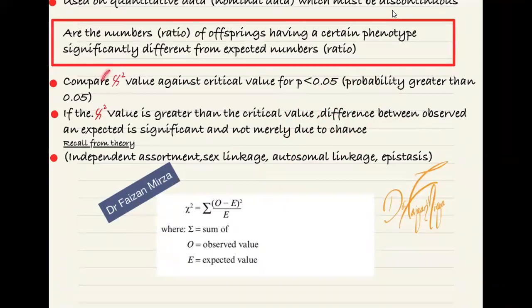So again, you have a chi-squared calculated value. You compare it against a critical value for p less than 0.05 or probability greater than 0.05. Again, the same thing goes: if the calculated chi-squared value is greater than the critical value, it means that the difference between the observed and expected is significant and not merely due to chance.